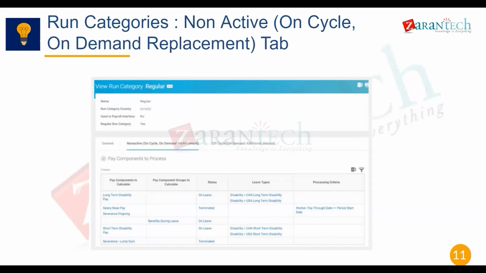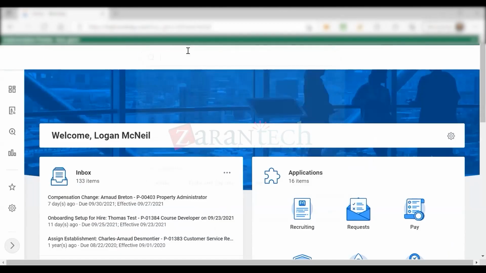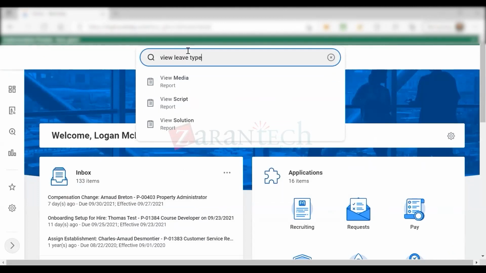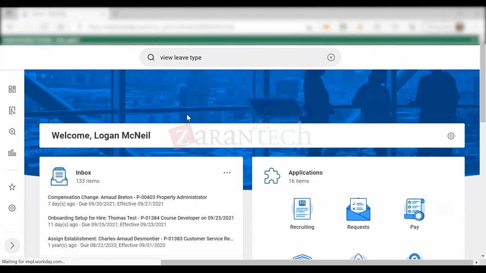And I can quickly show that, then it will make more sense to you guys. Okay. So let's see, view leave type.